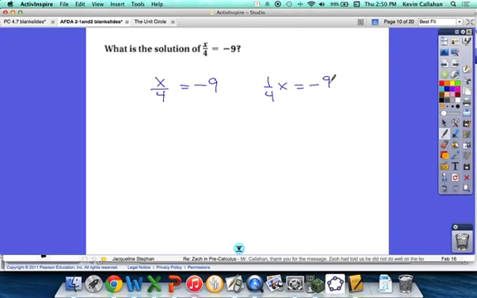Now, dealing with the one we were given, what is with the x that has to be moved? The answer is it's being divided by a 4. So what is the inverse operation of dividing by 4? Multiplying by 4. 4 times x over 4 equals negative 9 times 4. Cancel, x equals negative 36.